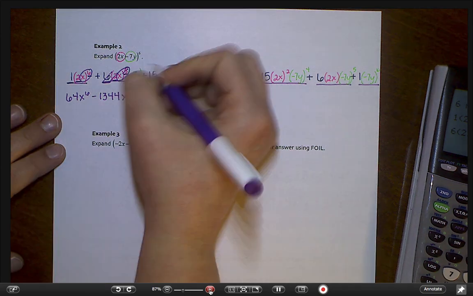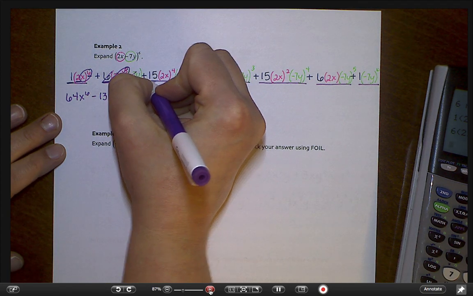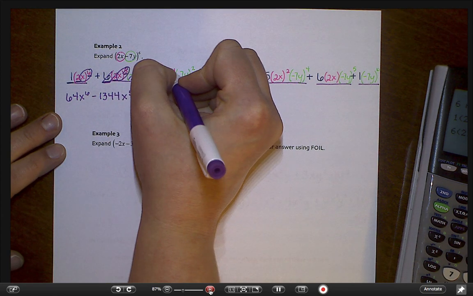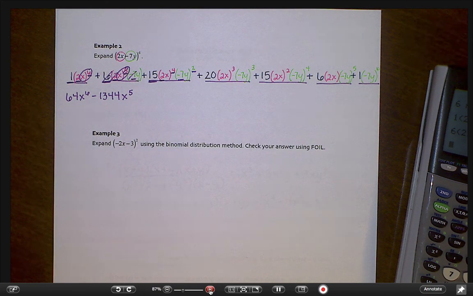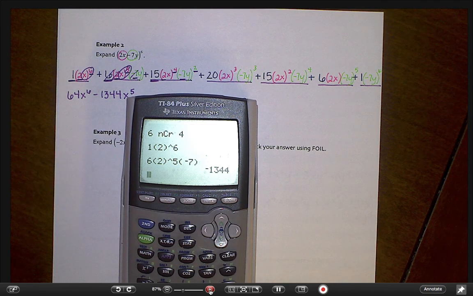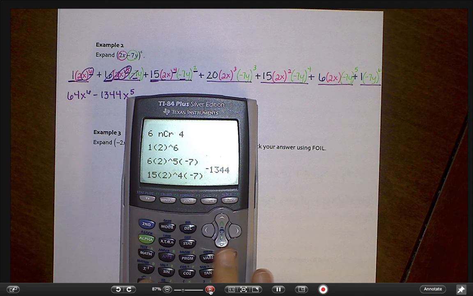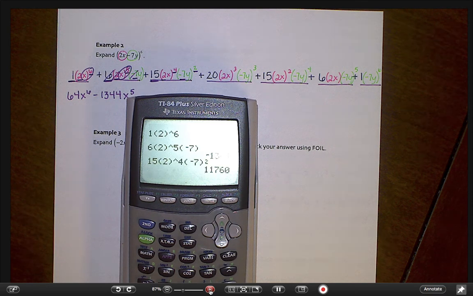My next one, I'm doing 15 times 2 to the 4th times negative 7 squared. Okay, let's type that in carefully. So I'm doing 15 times 2 to the 4th times negative 7 squared. Okay. And I get 11,760.